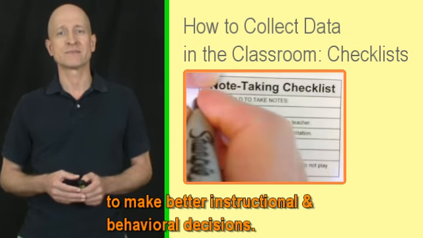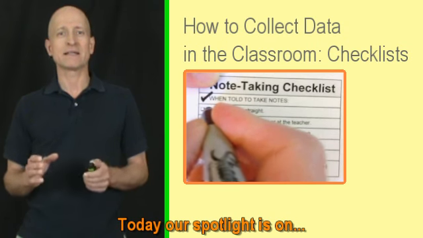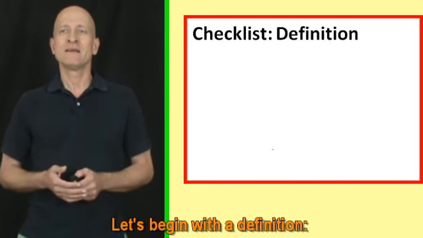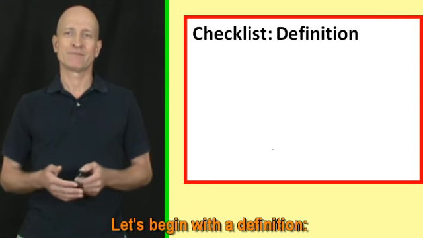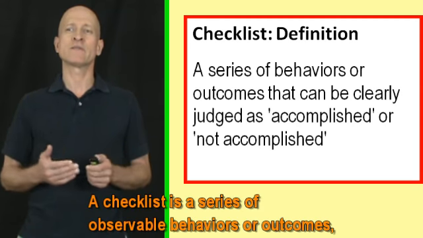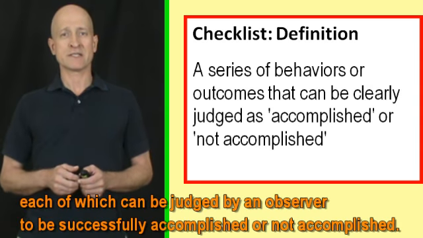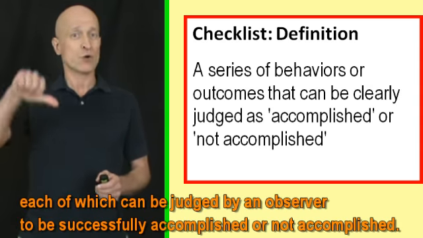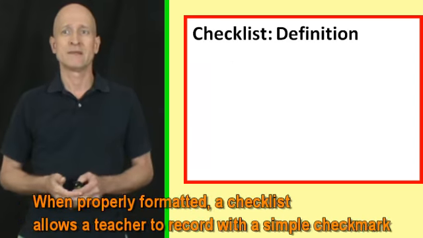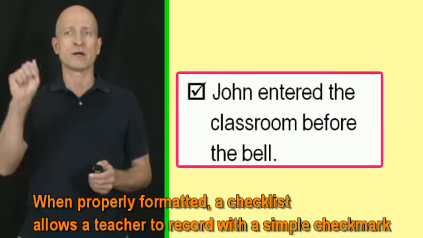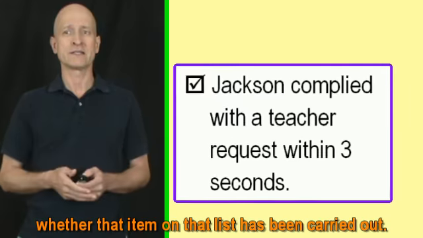Today, our spotlight is on checklists. Let's begin with the definition. A checklist is a series of observable behaviors or outcomes, each of which can be judged by an observer to be successfully accomplished or not accomplished. When properly formatted, a checklist allows the teacher to record with a simple check mark whether that item on that list has been carried out.